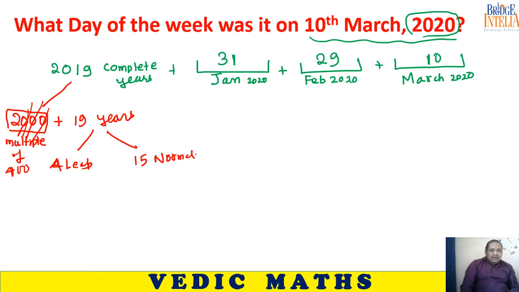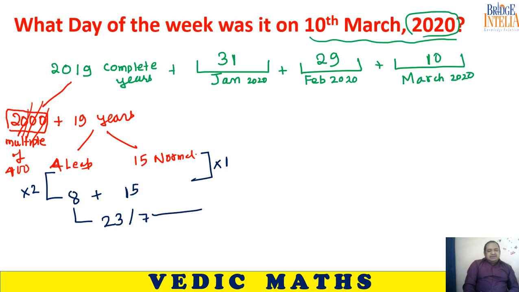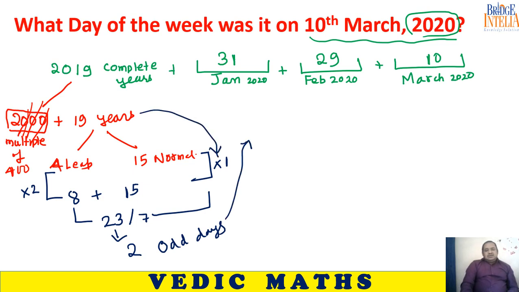So we know that one leap year produces 2 odd days. So 4 into 2 is 8 odd days, and one normal year produces 1 extra day. So 15 plus 8 is 23, and 23 can still be divided by 7. So if you divide 23 by 7, you get 2 as remainder, and 2 cannot be further divided by 7. So finally 2 odd days from this portion. So 2 odd days already.